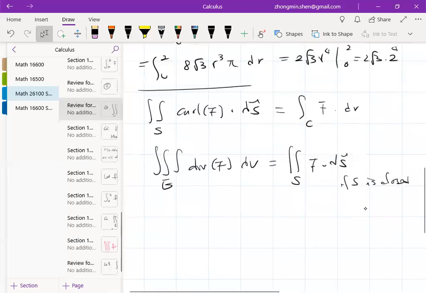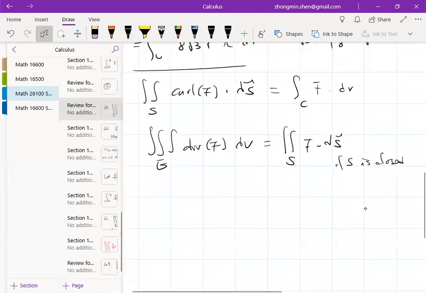All right. So take a look at some examples from the book. Okay.